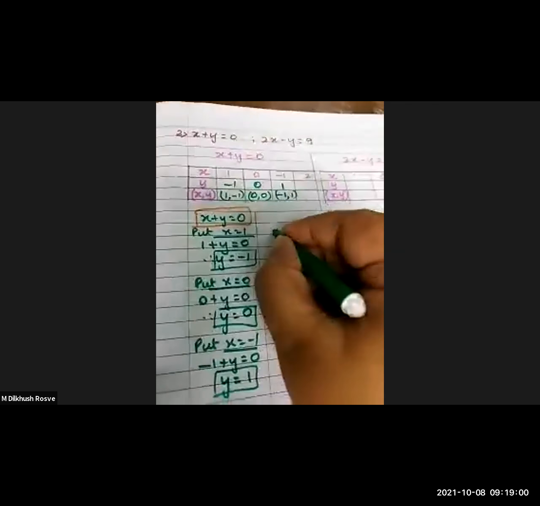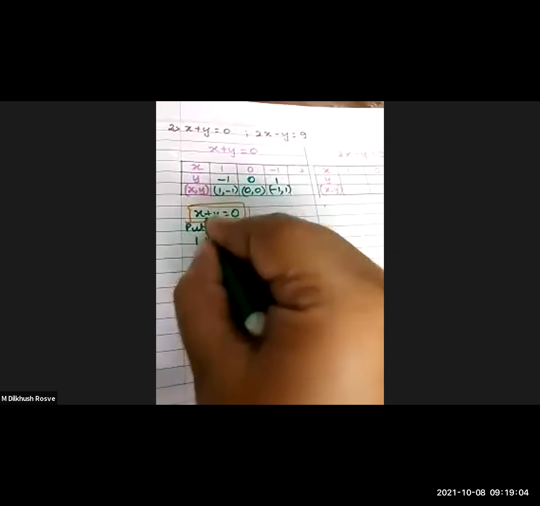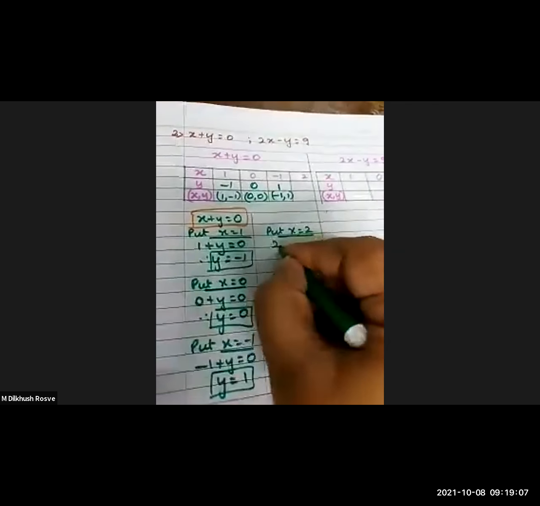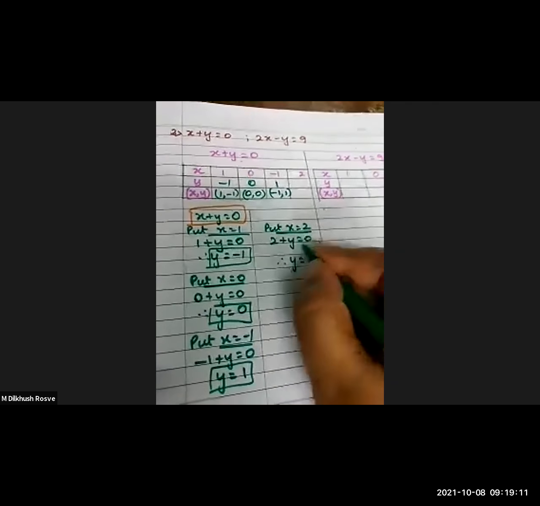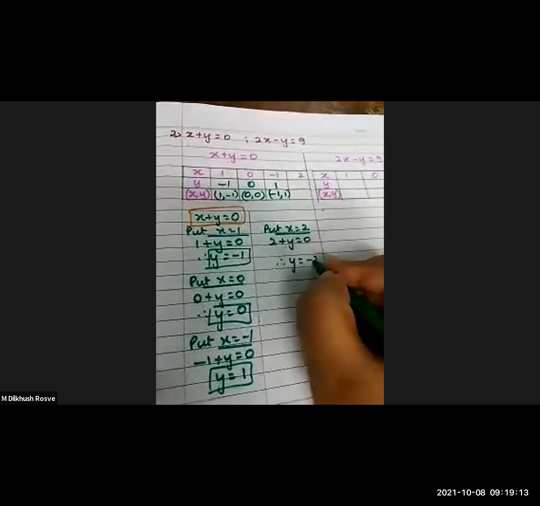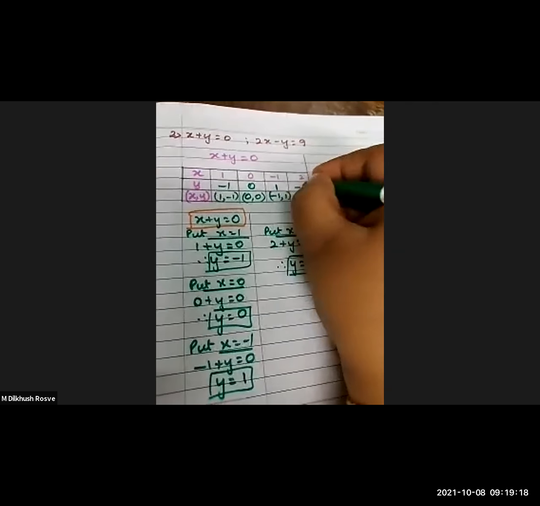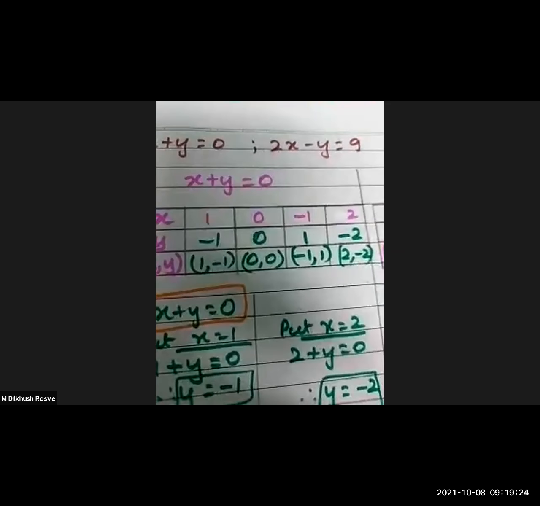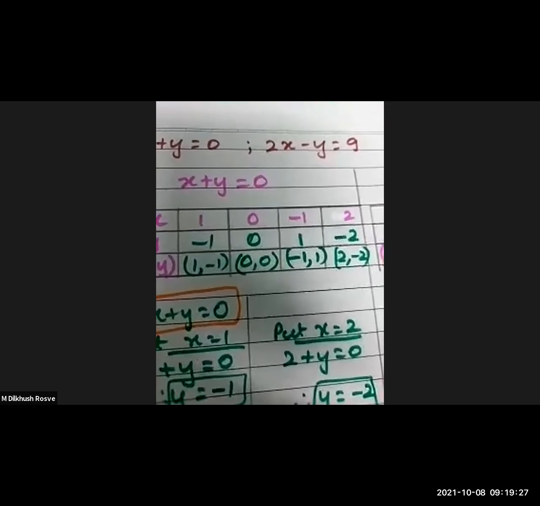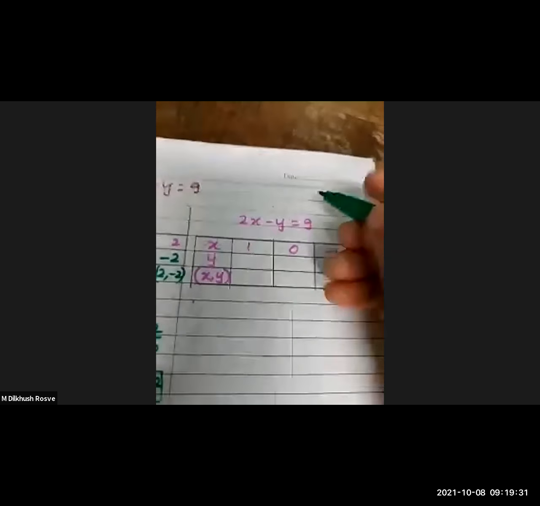Now find the next one. Put x equal to 2. Substitute here 2. 2 plus y equal to 0. Therefore, y equal to, this plus 2 comes this side, it becomes minus 2. So you write here 2 comma minus 2. So you got the points, children. See 1 comma minus 1, 0 comma 0, minus 1 comma 1, and 2 comma minus 2. Clear? And the same way you find here also.